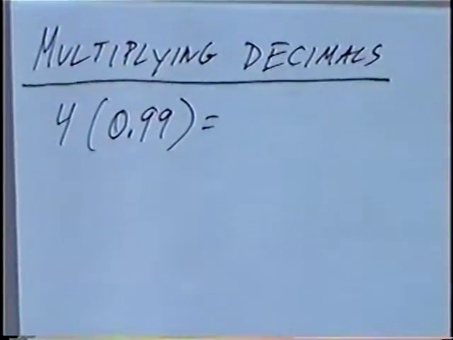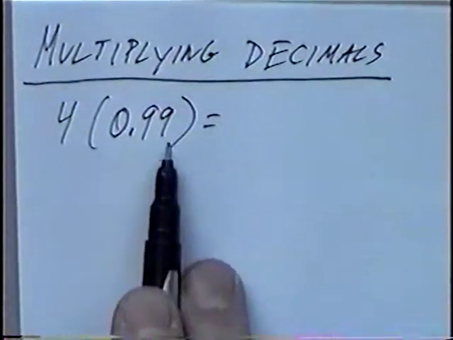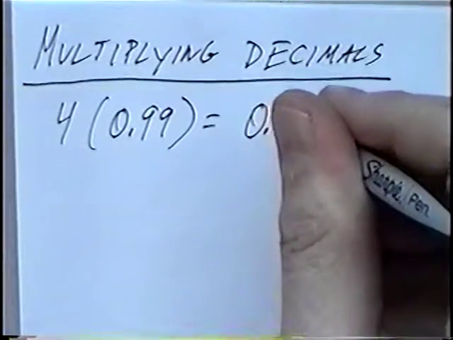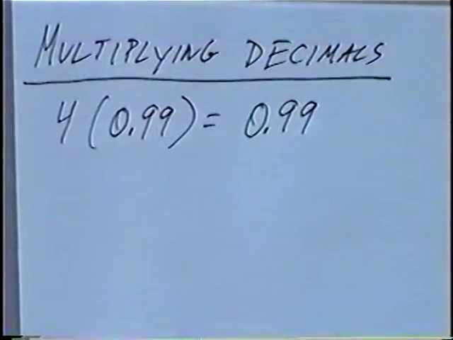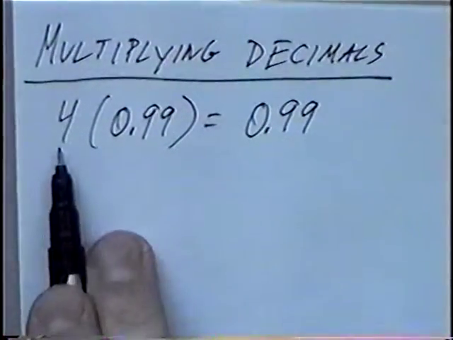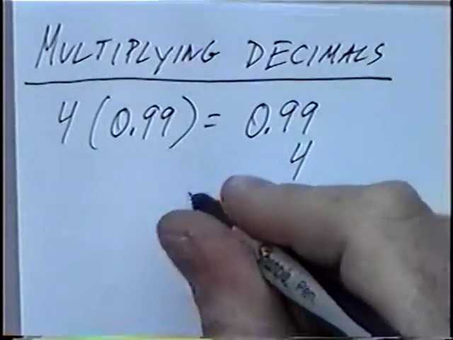Same steps as the previous section. It is easier to take the number that has the most digits, or most numbers. We'll put that first, 0.99, and the second number we'll write underneath of it.